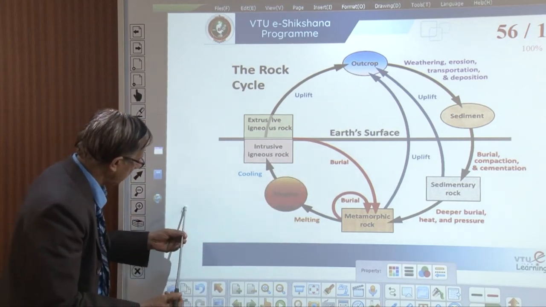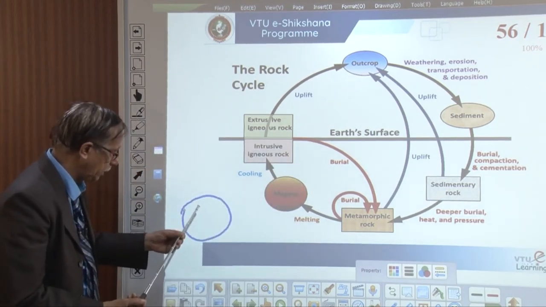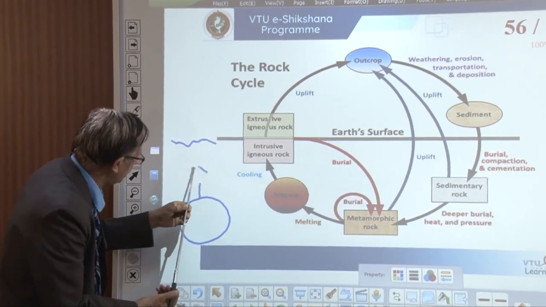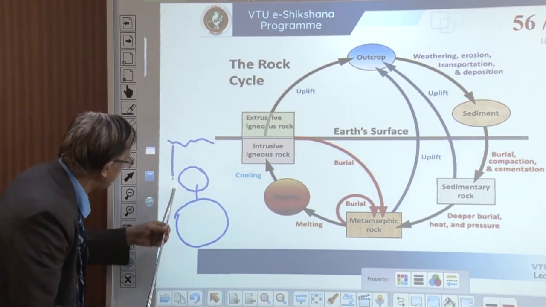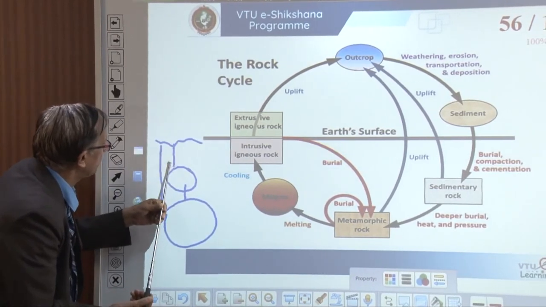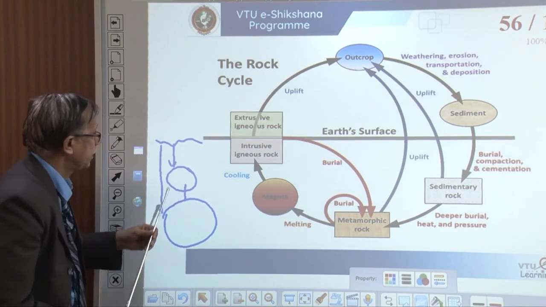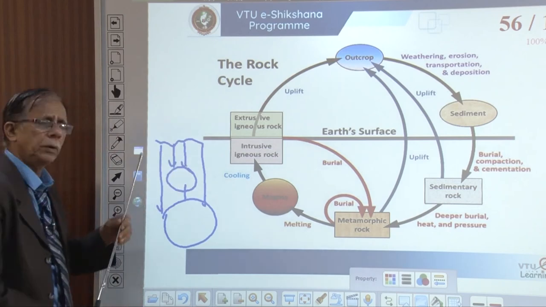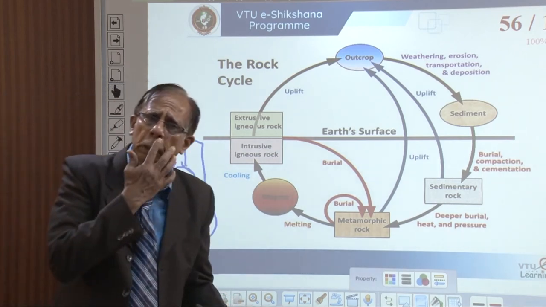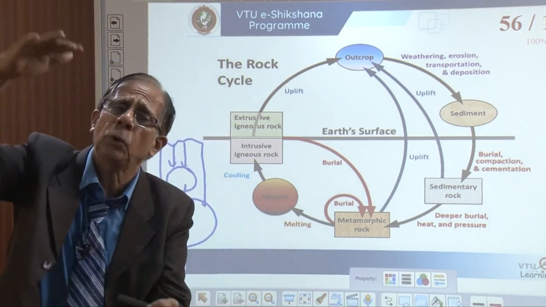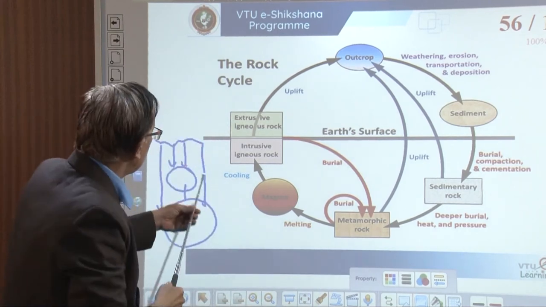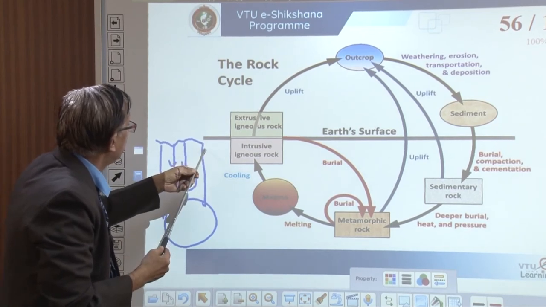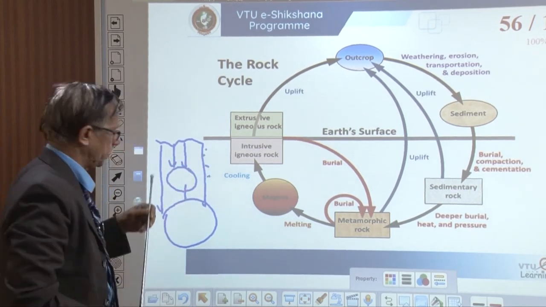Obviously, if I have a magma at depth, and this is the ground surface, and they are brought to here, obviously the pressure here is different. The temperature here is different, because ultimately pressure is due to the load of the overlying material and temperature is due to geothermal gradient, or increase in temperature with depth.